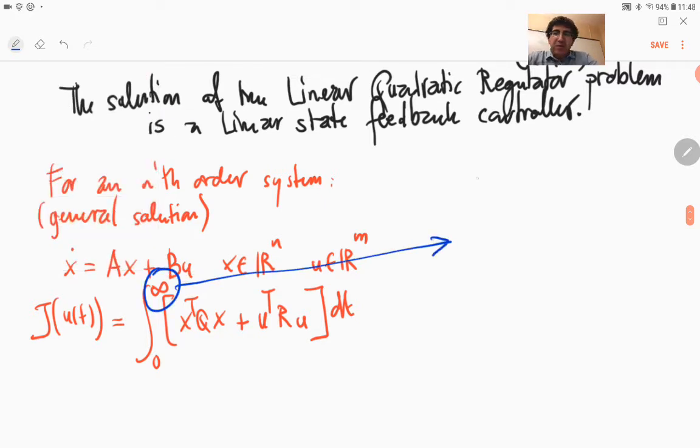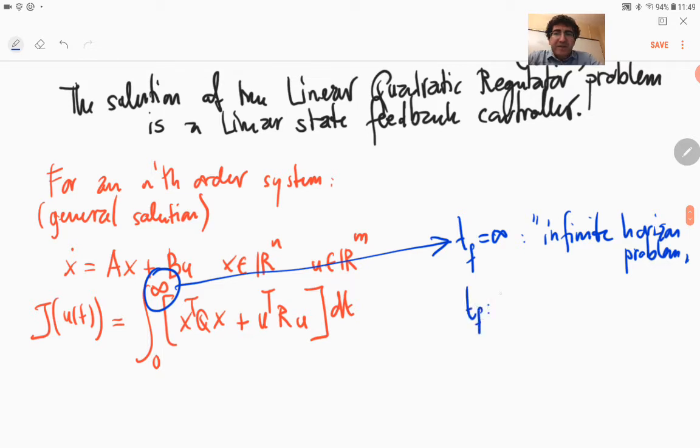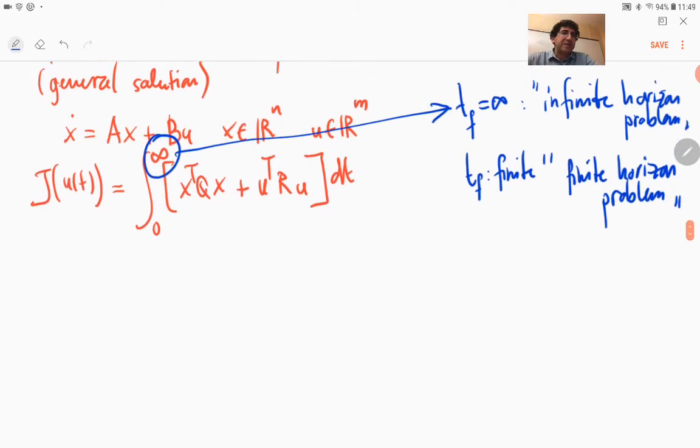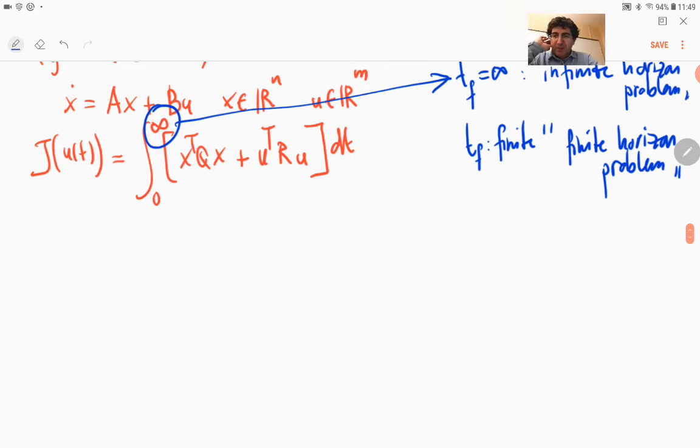So by the way, let me also note some terminology. If this integral's upper limit, we call it the final time, is equal to infinite, we have the so-called infinite horizon problem. But this integral can also be finite. So if the final time is finite, not surprisingly, in this case, we call this the finite horizon optimal control problem. Okay, but in our case, we are just discussing the infinite horizon optimal control problem.